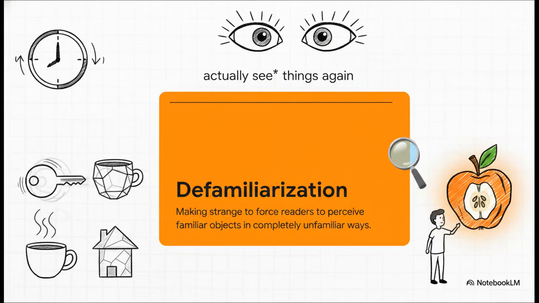And that brings us to a huge concept, defamiliarization, or ostranenie in Russian. This is arguably the heaviest, most important tool in the entire formalist box. Introduced by Victor Shklovsky, the idea is that as we go about our daily routines, we get totally numb to the world. Art exists to make things strange, to slow down our perception so we don't just gloss over reality. It essentially forces us to actually see things again.